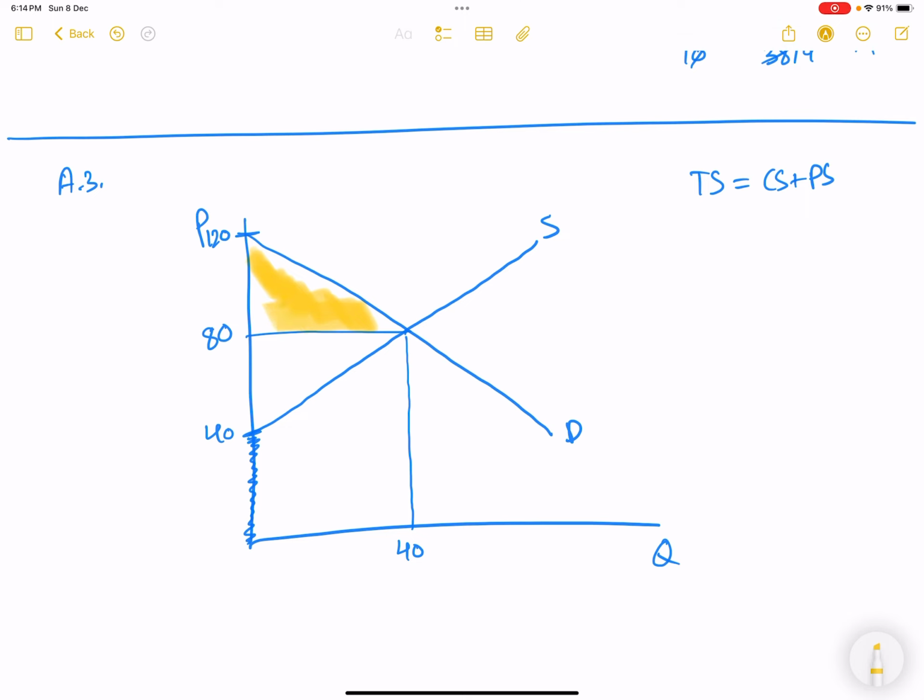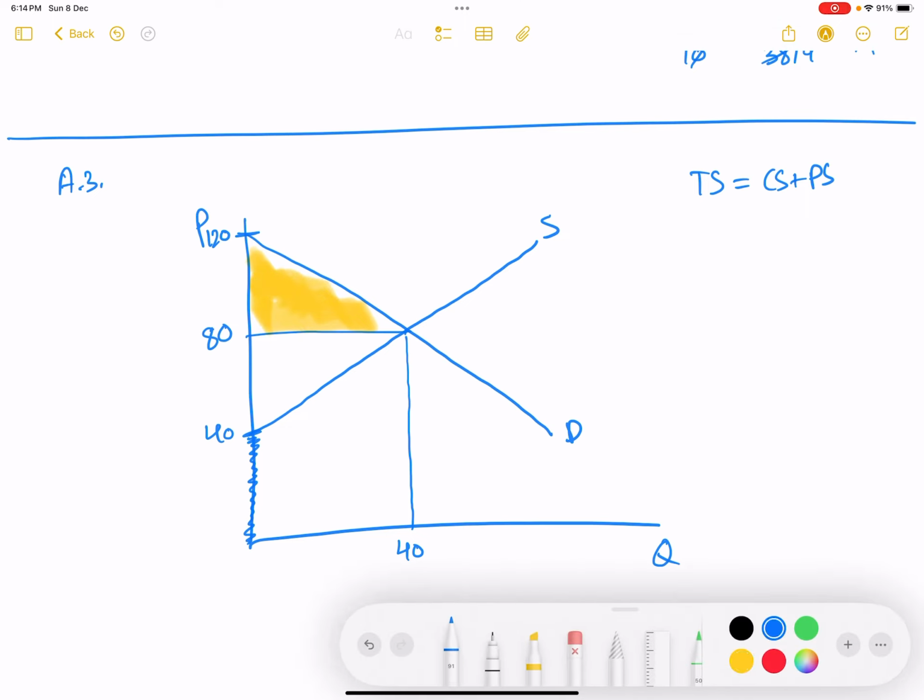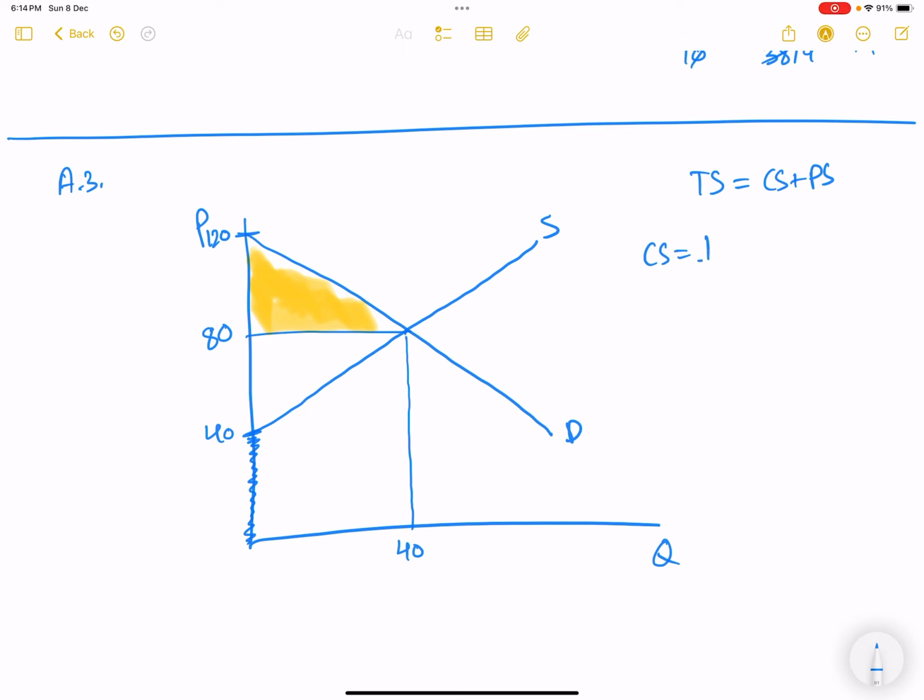It's the area below the demand curve and above the price level. So consumer surplus equals half into base, which is 40, into height, which is 40. We get 40 by 120 minus 80. So we are left with half into 40 into 40, and the consumer surplus is 800.